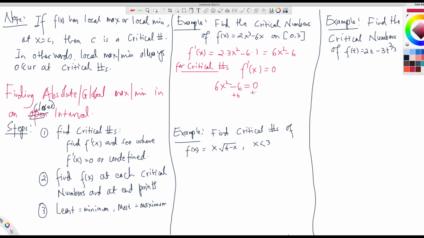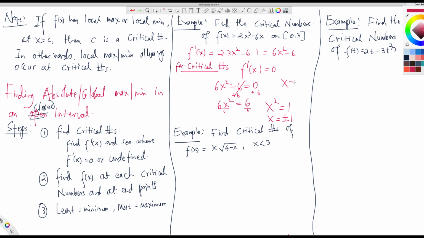Add 6 on both sides, okay? 6x squared equals 6, right? Because you cancel that. So divide by 6, you get x squared equals 1. So what is the x value? x will be plus or minus 1. But the interval given here is between 0 and 3 only. So what is the answer then?